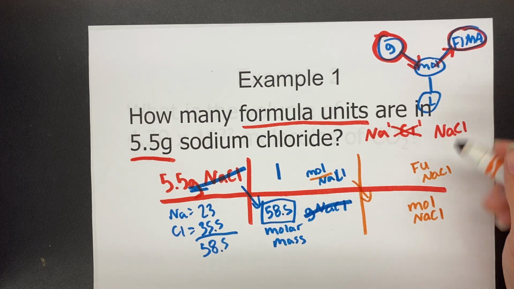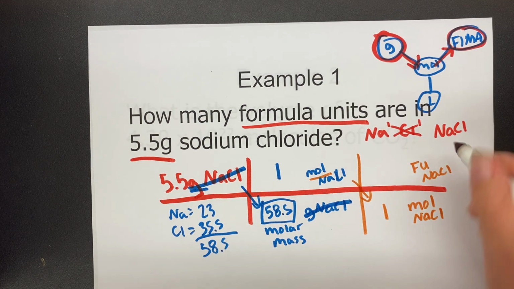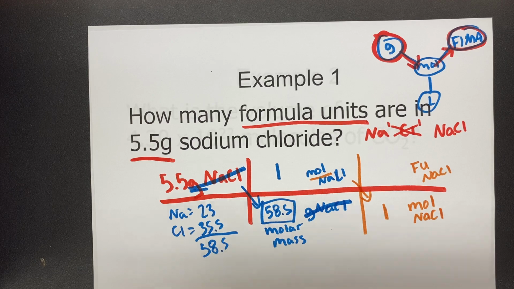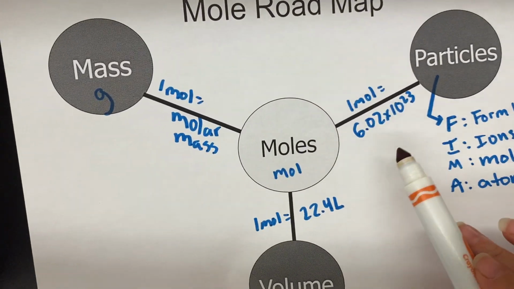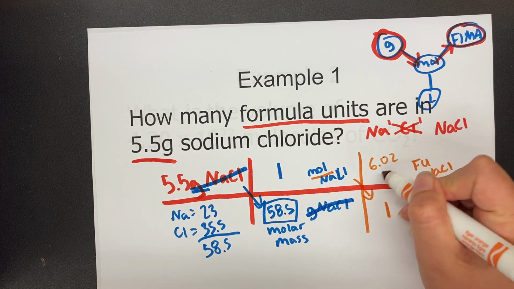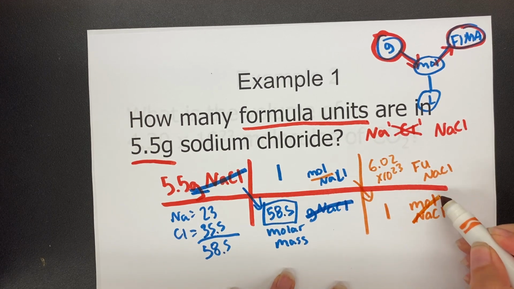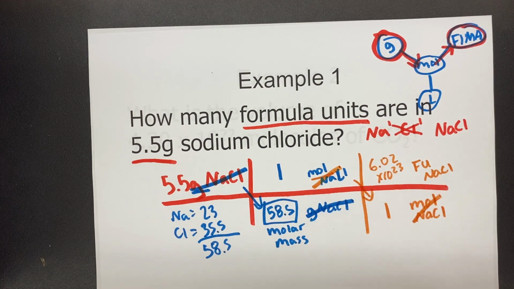Okay, figure out the units, the numbers will come. Moles is always 1. Formula units, remember particles. Going back to the original map here, particles is always 6.02 times 10 to the 23rd. Okay, what happens? Moles cancel. We're left with formula units, which is what we need.